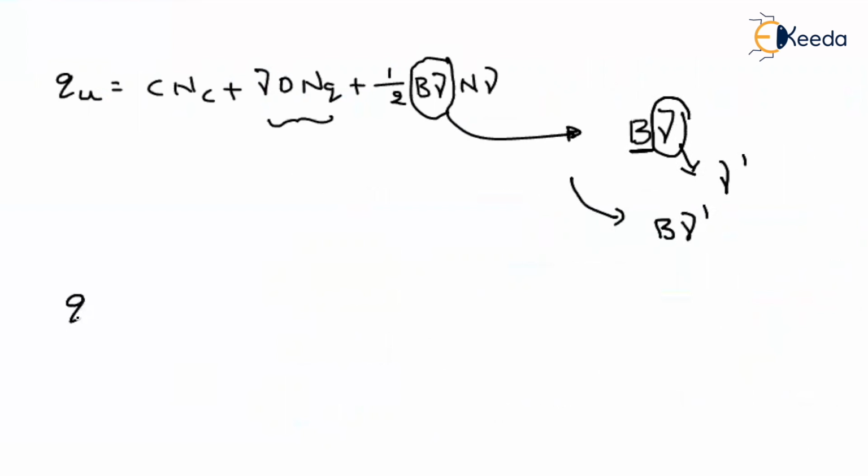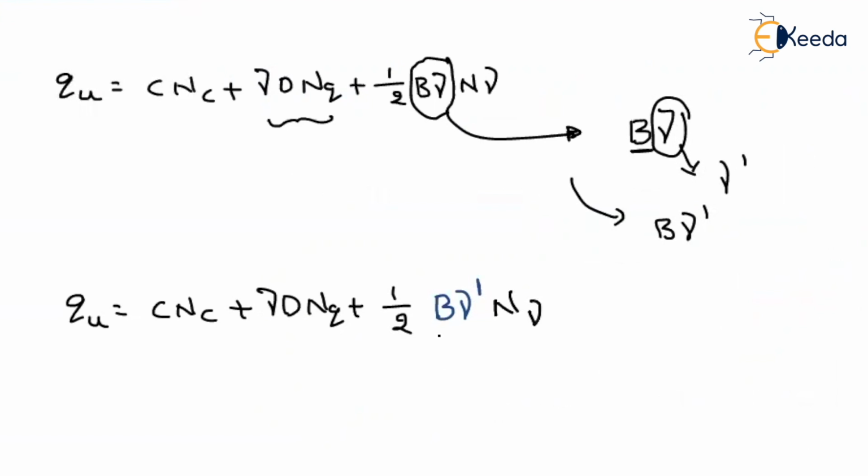So the entire equation will become: q_u is equal to c into Nc plus gamma into D into Nq plus half into, in place of B into gamma, as your water table is completely submerged up to that level, we have to consider B into submerged unit weight into N gamma.